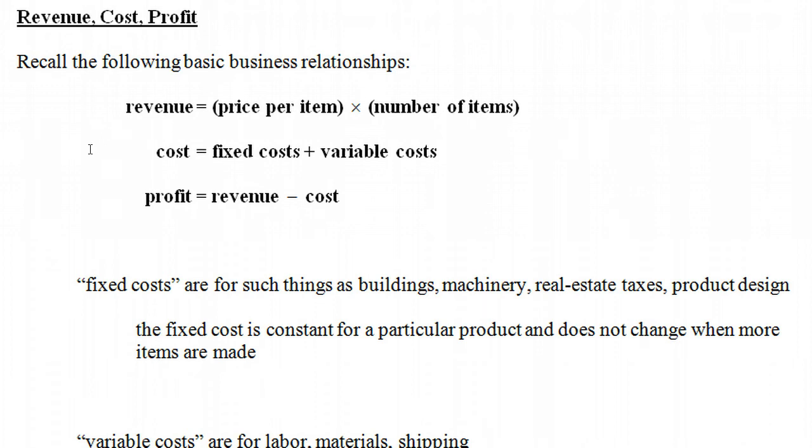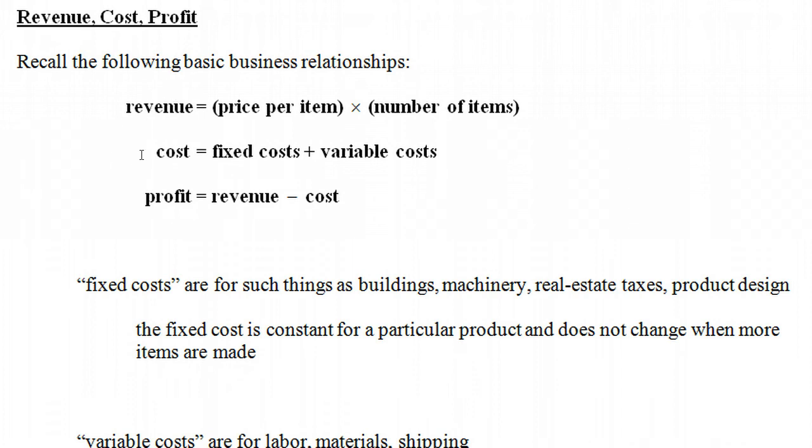So, for example, if you are a company that makes candy bars and you sell the candy bars for $1.50 each, your revenue is going to be the price per item, $1.50, times the number that you sell. So let's say you sell 10 of them, then $1.50 times 10 would be $15. Your revenue would be $15.